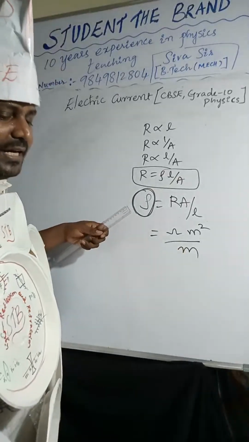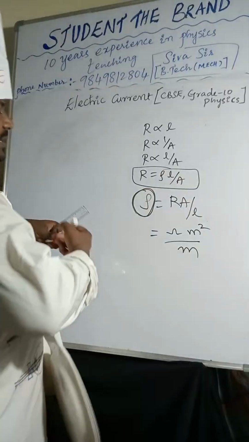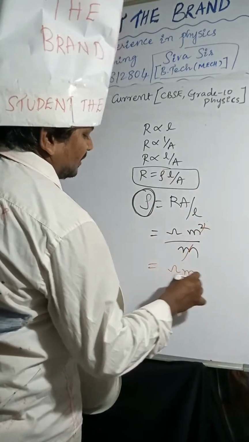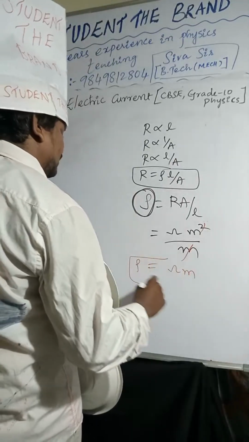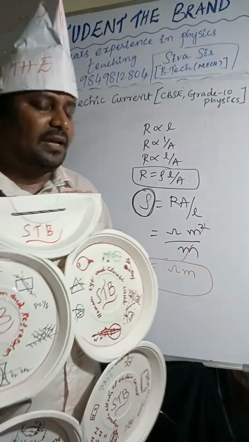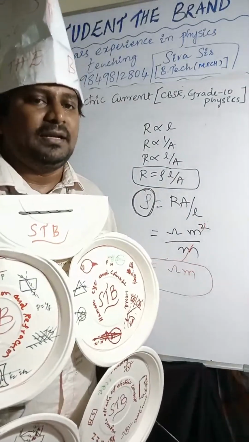So if you cancel it, meter gets cancelled. Then you will get ohm meter. So the SI unit of resistivity is ohm meter.